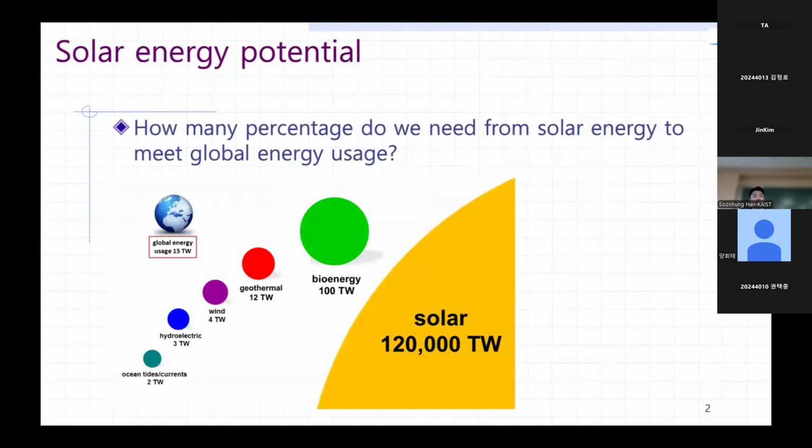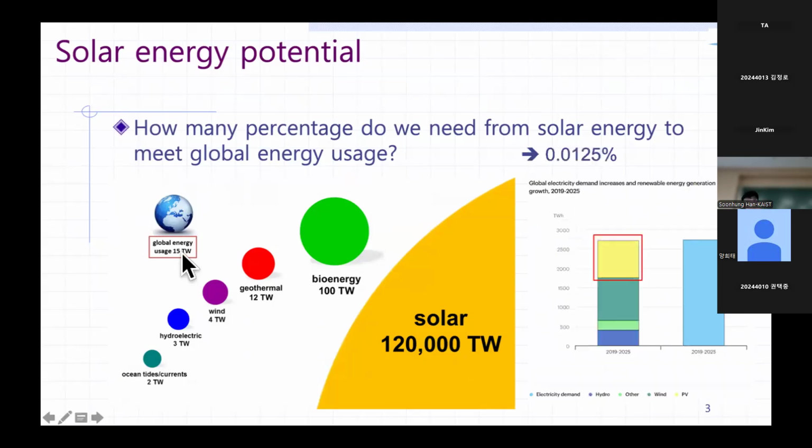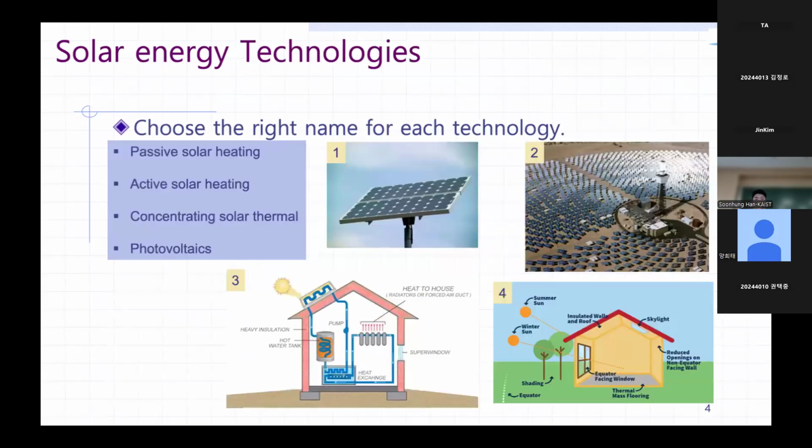So how much percentage do we need for solar energy to meet global energy usage? Quick calculation. Anybody can do a calculation. Just try it out. 2%. Okay. So here we have solar and the global usage. The result is only this one, less than 2%. Maybe everybody doesn't know about the name, so I'll just show you the answer because we don't have the lecture for this part.